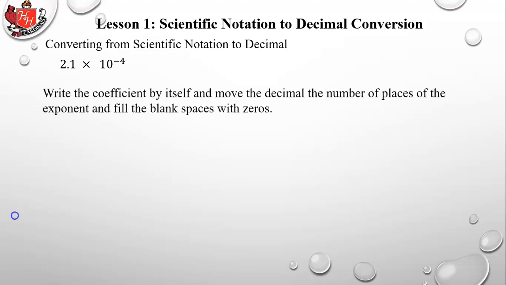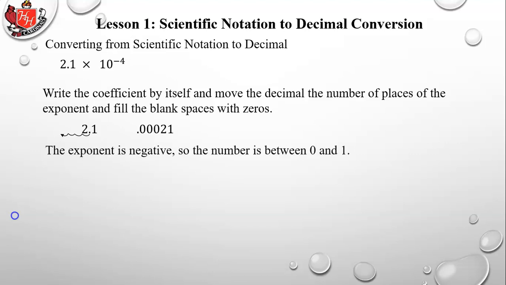So you write the coefficient by itself and move the decimal the number of places of the exponent, and fill the blank spaces with zeros. So this time it's a negative 4. That means it's going to be a number less than 1. So to make 2.1 become a number less than 1, you're going to have to move the decimal to the left. So we move the decimal to the left 4 places, and you end up with 0.00021.